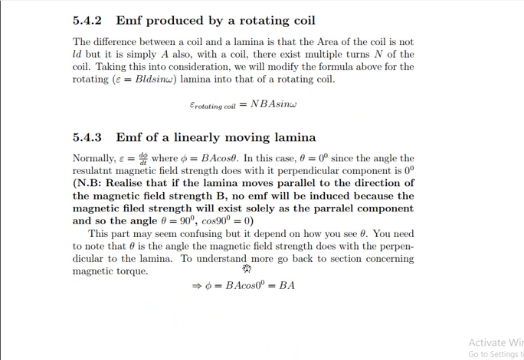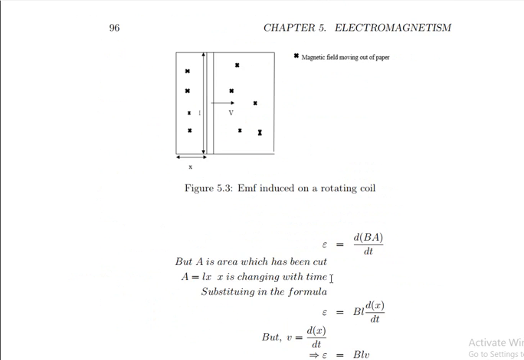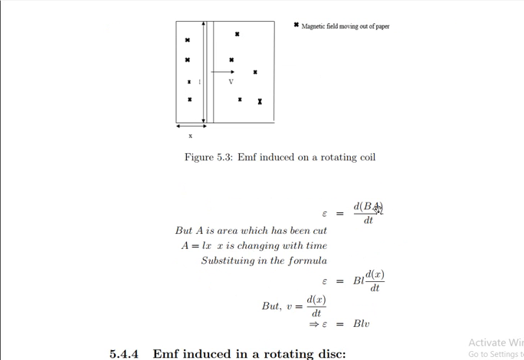So here the cos of 0 is going to give you 1. So the phi here is going to be BA. Now substituting in this equation, you're going to have EMF is equal to d of BA, where B is the magnetic field strength and A is the area. Now this area will be equal to the length here times this x here. So we are going to put A equal to L times x.